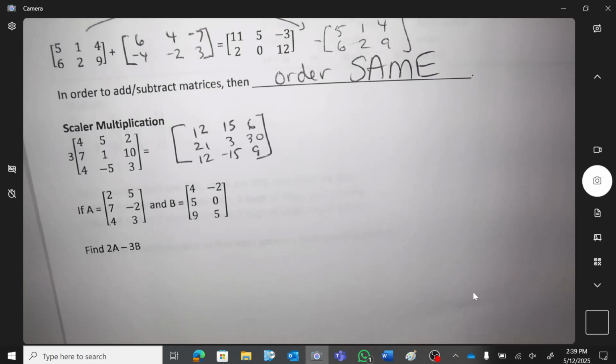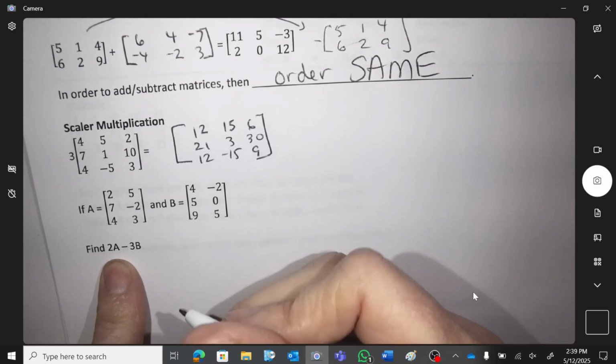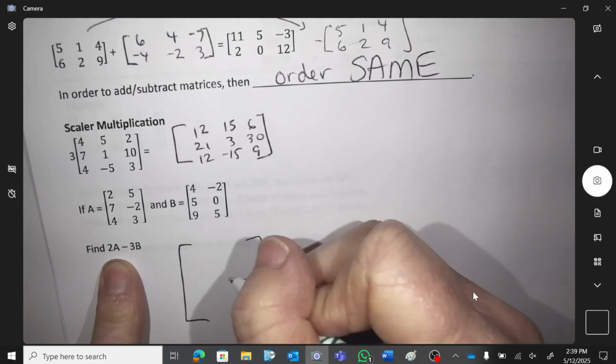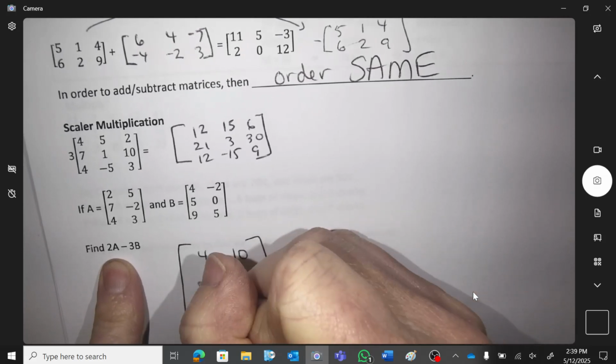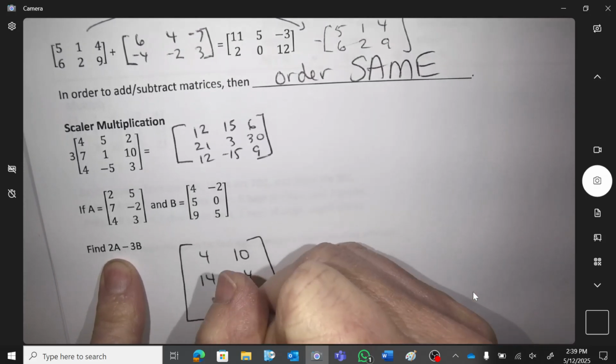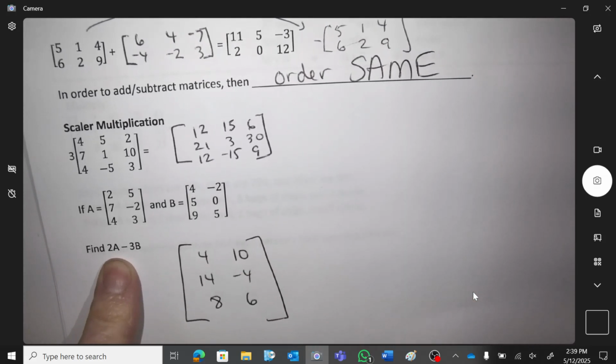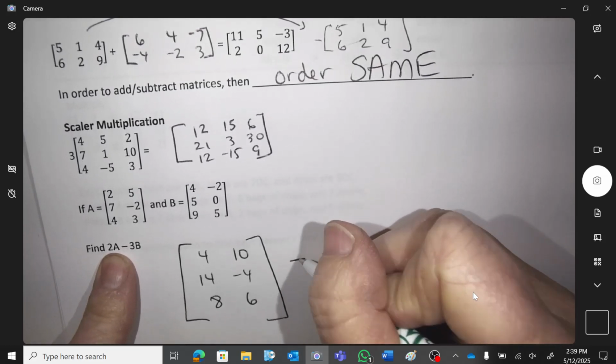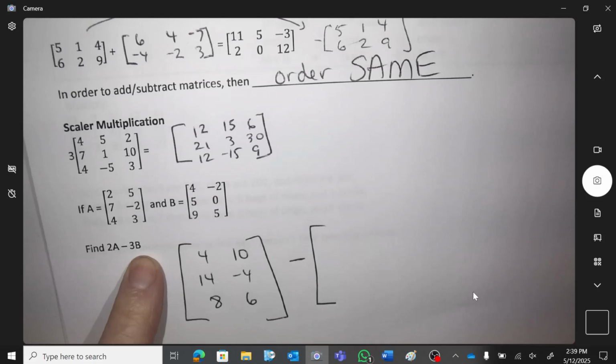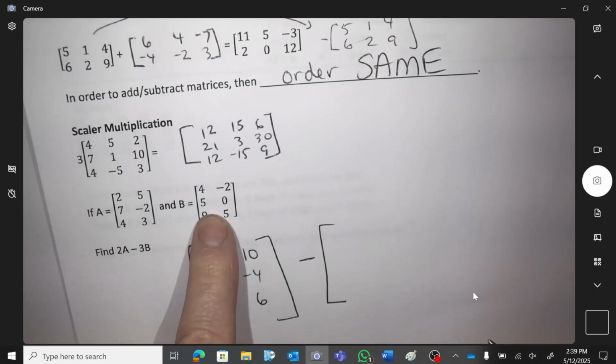Okay, so we're going to do a scalar multiplication mixed with a subtraction. So here we go. 2 times matrix A. So we're going to go 4, 10, 14, negative 4, 8, 6. Good. I doubled this A. Subtract 3 B's. So triple this one.